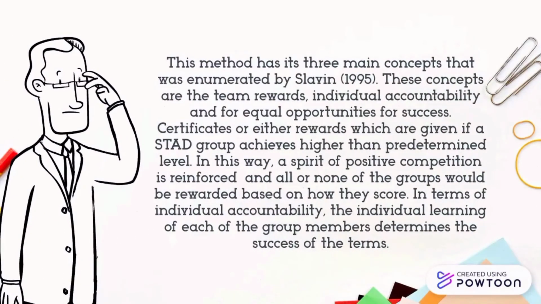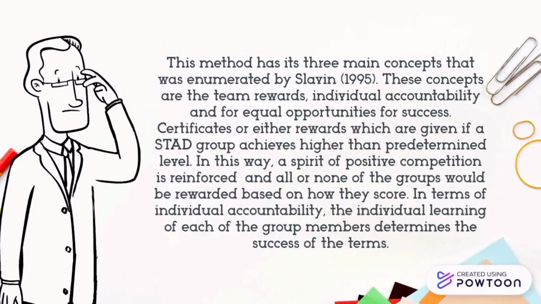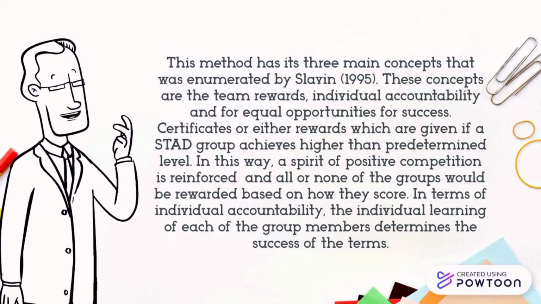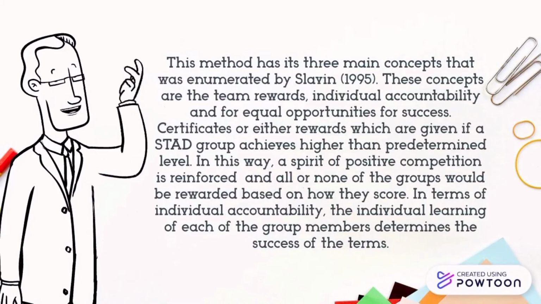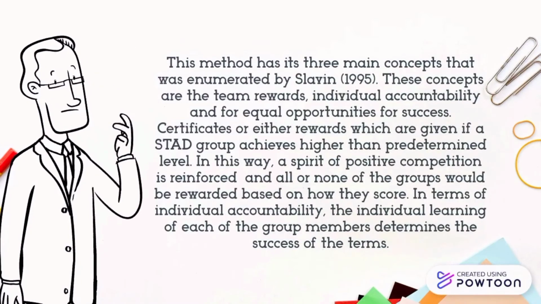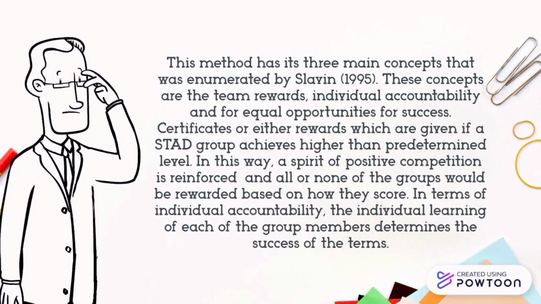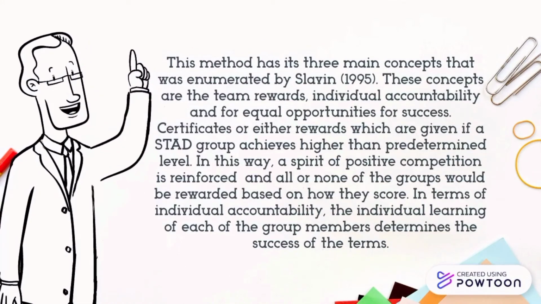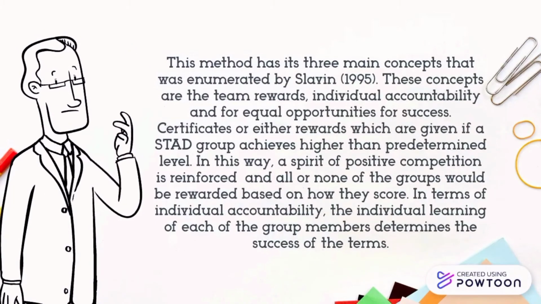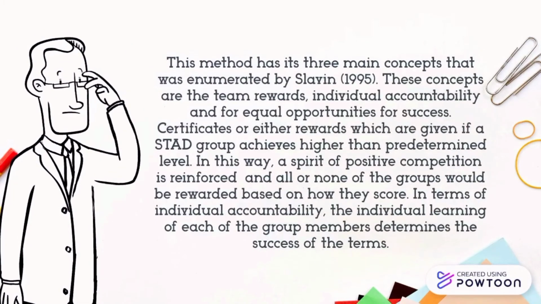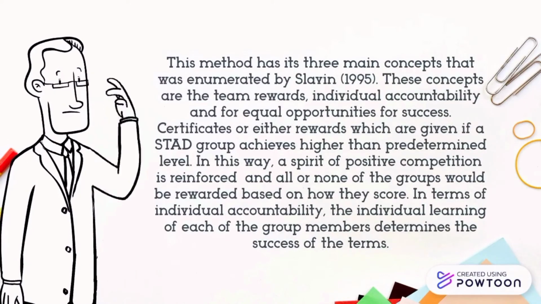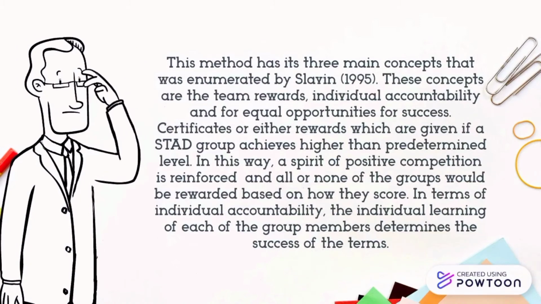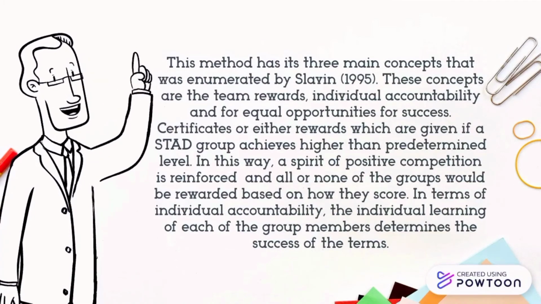The STAD method has three main concepts that were enumerated by Slavin. These concepts are the team reward, individual accountability, and equal opportunities for success. Certificates or rewards are given if the STAD group achieves higher than the predetermined level. In this way, a spirit of positive competition is reinforced, and all or none of the groups would be rewarded based on how they score. In terms of individual accountability, the individual learning of each of the group members determines the success of the team.